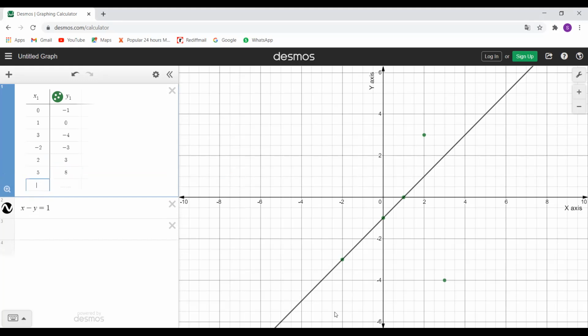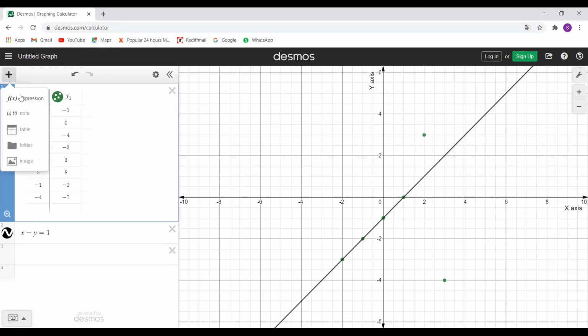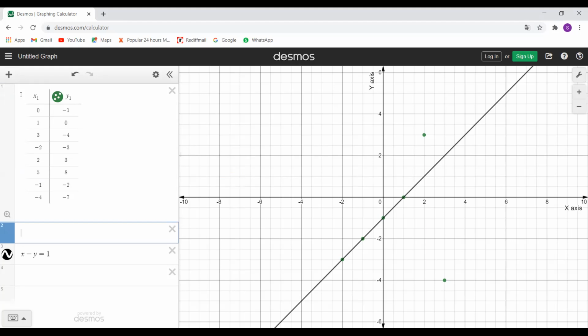My third coordinate is -1 and -2. My fourth coordinate for equation 2 is -4 and -7. Now, the same thing we have to do again. I have to click on this plus sign and click on the expression. I click expression, and I get a space to write my equation.